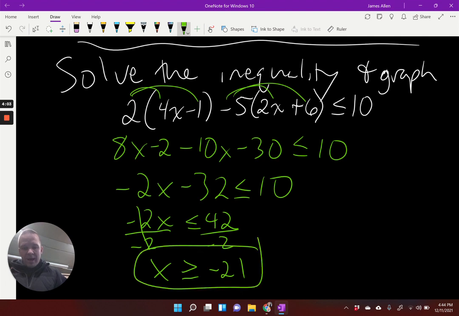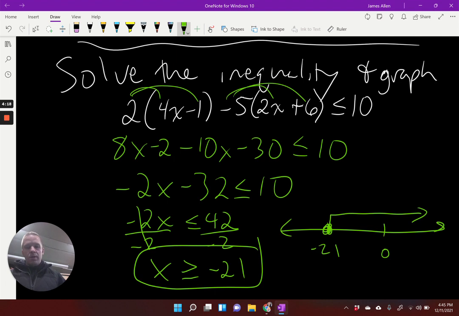So that would be my answer here, but I also need to graph it on a number line. So I'll make one real quick. Let's say that's 0. Let's say this is negative 21. Now it's greater than or equal to, so that's going to be a solid dot on negative 21. And it's going to go that away. So you might see it drawn like that. You might see it shaded in or whatever.